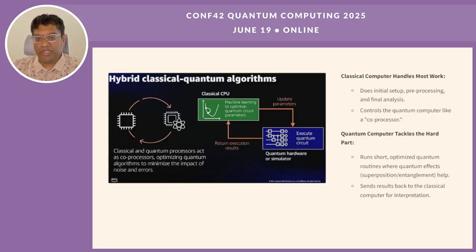And when it comes to the quantum computer, it tackles the hard part. It runs quantum routines where quantum effects like superposition and entanglement come into play. And then these results are sent back to the classical computer for interpretation. This explains a hybrid model of classical and quantum computing together.